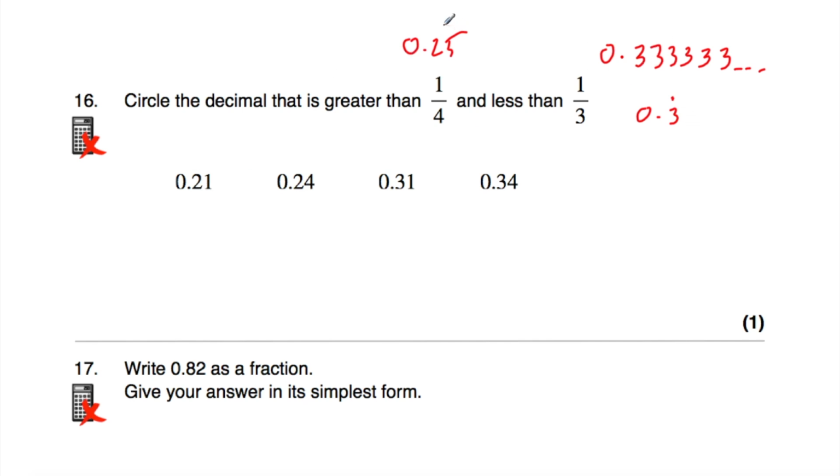Okay, so 0.21, well, that's not greater than 0.25, so it's not that one. 0.24, that's not bigger than 0.25, so no, not that one. Now we've got a choice of 2 here. We've got 0.31 and 0.34. Well, they're both bigger than 0.25, so that's fine, but it needs to be less than 0.333333 and so on. Now 0.34 is actually bigger than 0.333 and so on, because if we have a look here in the hundredths column, this has got 4 hundredths, but this has only got 3 hundredths. So that one's actually bigger than a third. So there's only one decimal here that's bigger than a quarter but less than a third, or bigger than 0.25 but smaller than 0.3333 and so on, and that's this one, 0.31, and that's it.